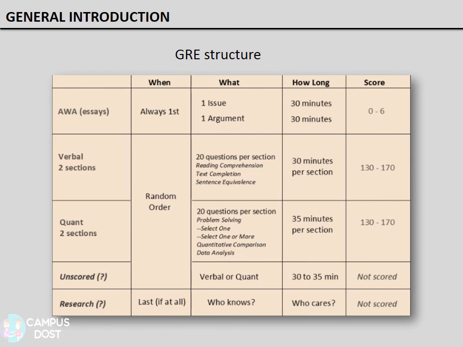Each of the sections will have 20 questions. On the verbal side, you have half an hour per section, and on the quant side you get 35 minutes per section. There are 2 other unscored sections that you will receive, and there is no way to know until you go to that section. So that's all about the introduction part of the GRE.